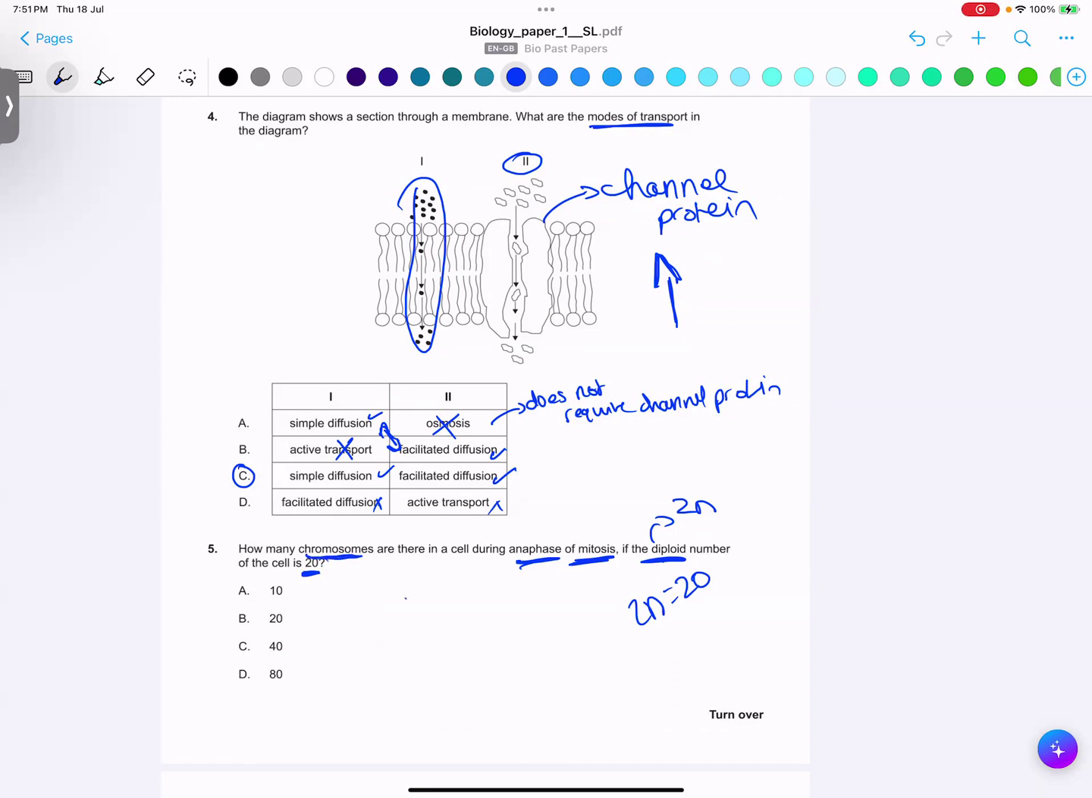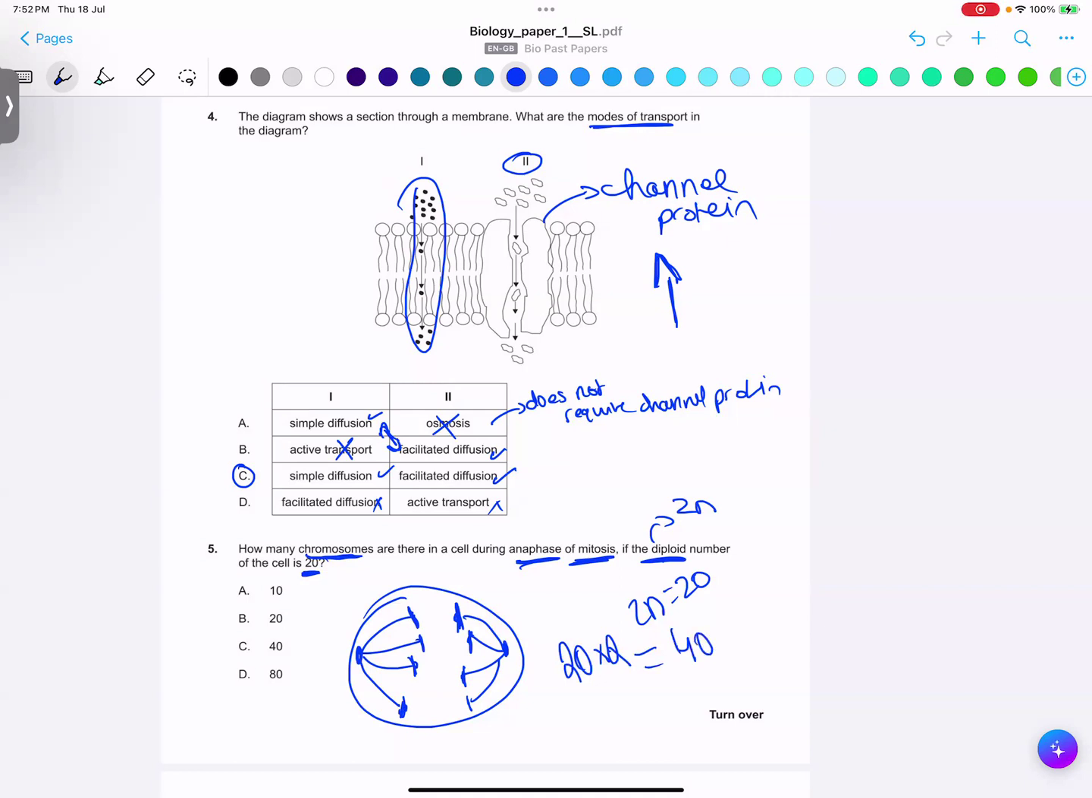Okay, so in the anaphase part, we have here the microtubules and we have the sister chromatids, which have been split into the opposite ends of the cell, right? So now each sister chromatid has become its own chromosome. So what we do is that we end up multiplying 20 by 2. And here we get 40. So our answer is C. It is 40.